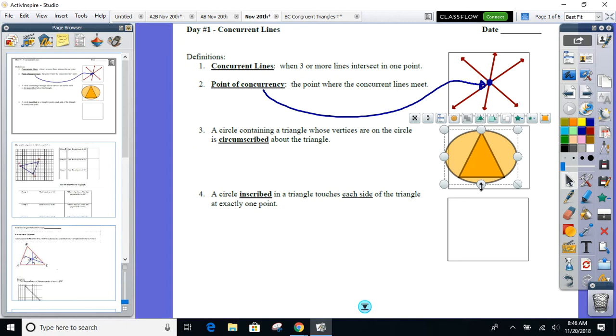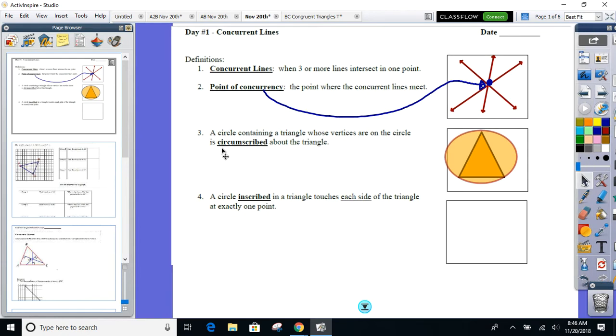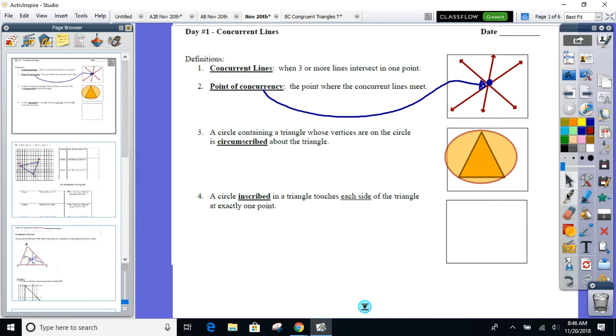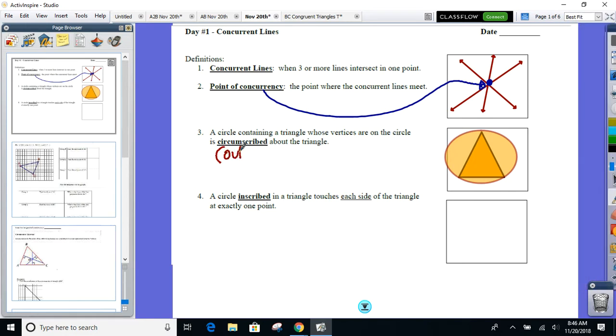Okay, so everybody has it touching the vertices. Look good? Circumscribed. On the outside. So you may want to make a note right now. I see circumscribed, I'm thinking the outside of the triangle. That circle's on the outside.